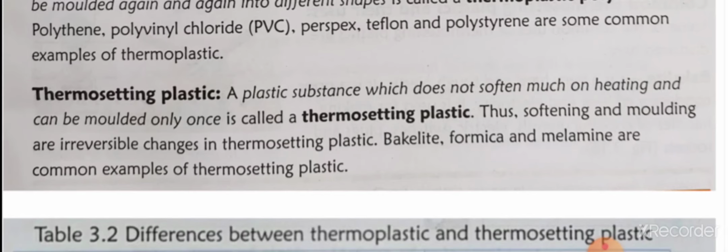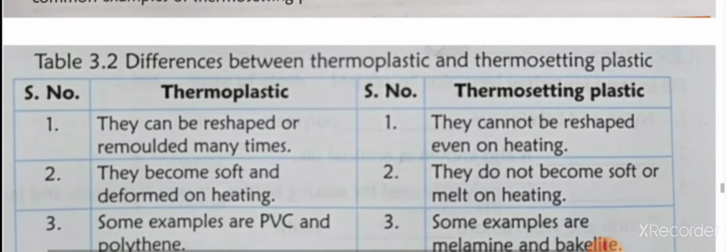A plastic substance which does not soften much on heating and can be molded only once is called thermosetting plastic. Thus softening and molding are irreversible changes in thermosetting plastic. Examples like bakelite, formica and melamine are common examples of thermosetting plastic. We can mold thermosetting plastic only once.